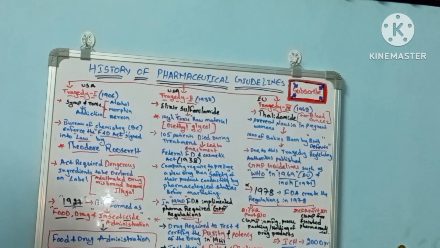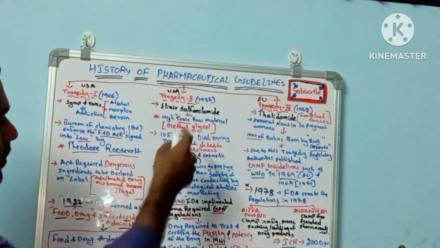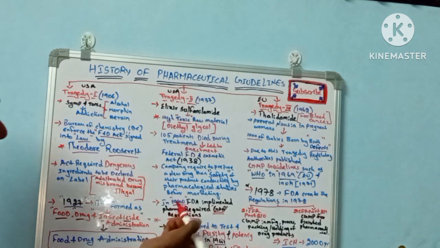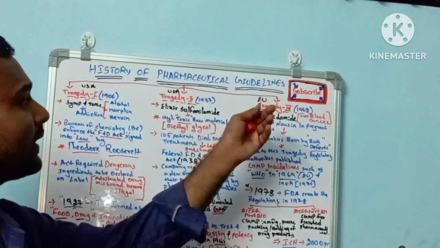So this is the second tragedy. In 1937, it happened in the USA. As per this tragedy, we see here that some regulations were raised and some guidelines were explained after some tragedies. Let's go to the third tragedy.